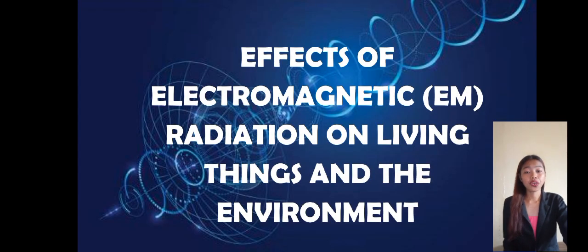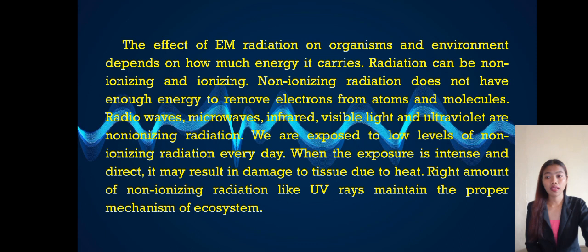microorganisms. After knowing the different practical applications of the 7 regions of the electromagnetic spectrum, let's go to the effects of electromagnetic radiation on living things and the environment. From the practical applications of electromagnetic waves discussed above, we can conclude that these waves are significant to us, but even essential forms of radiation can be harmful in excessive amounts. The effect of electromagnetic radiation on organisms and environments depends on how much energy it carries.